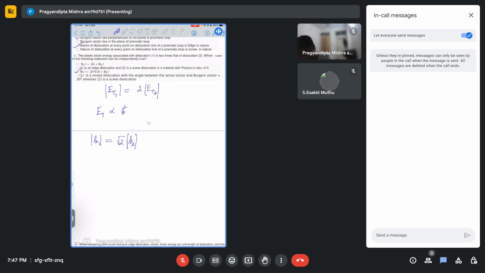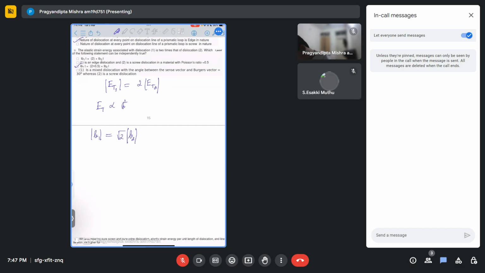Now they have given us specific cases. The second and the fourth options are specific cases. They're saying 1 is an edge dislocation and 2 is a screw dislocation in a material with Poisson's ratio 0.5. So we have the elastic energy associated with screw to be equal to G b square by 4 pi ln of R by R naught.